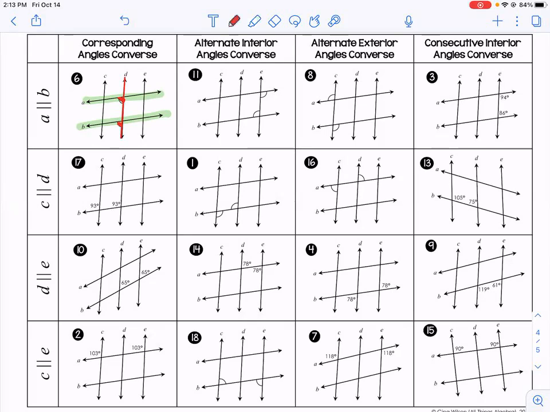I really like when there's the alternate interior because I like to make that Z, boom, boom, boom. And then I know that the top and bottom of my Z are the parallel lines. Third line, 10, 14, 4, 9. And then fourth line, 2, 18, 7, 15. What questions do you have? Do you have a question?